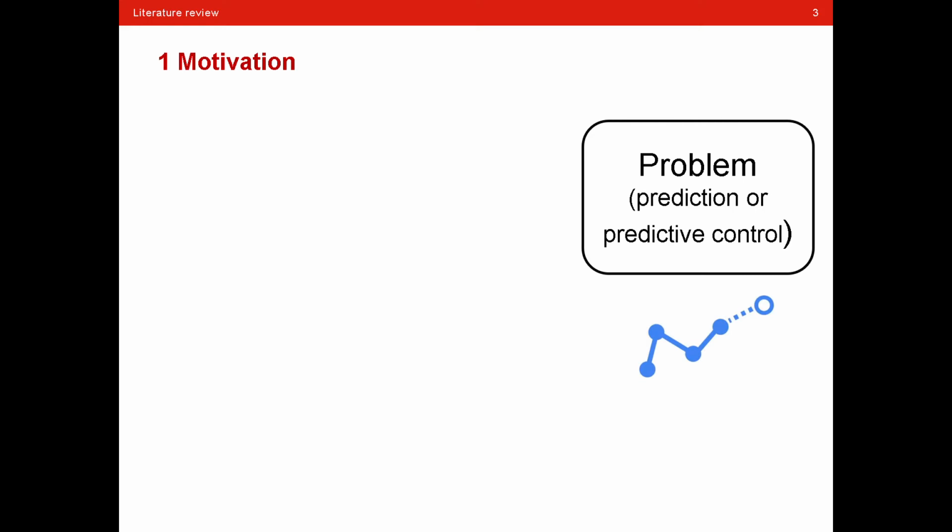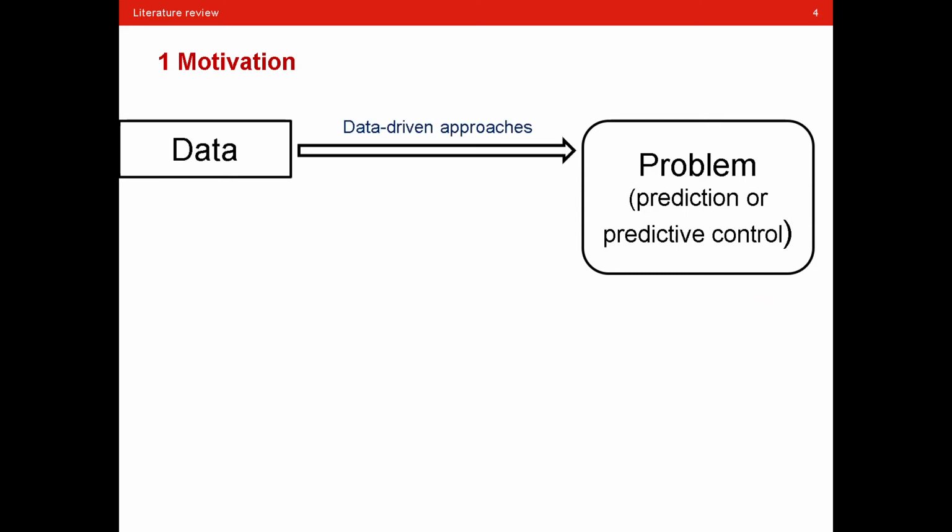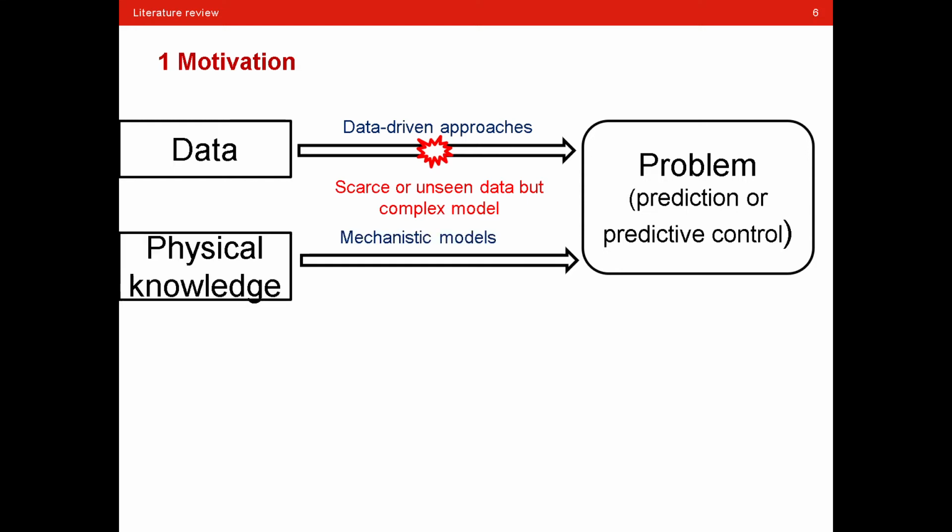For many real-world problems like prediction and predictive control, there are mainly two solutions. The first one is the data-driven approach, which combines a dataset with a class of models like neural networks, but they tend to suffer from scarce data in a complex system and may struggle in unseen scenarios. The second kind of approach is deriving a mechanistic model based on physical knowledge. But sometimes it is unfeasible because the model construction is complex and not accurate enough.